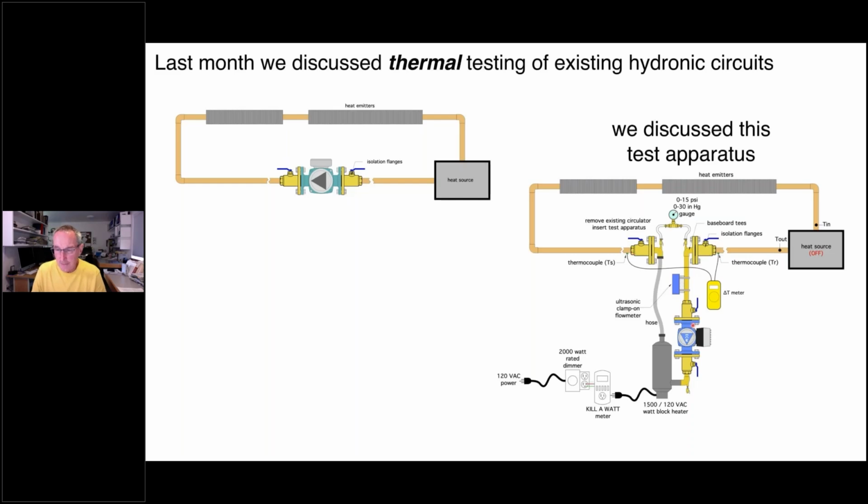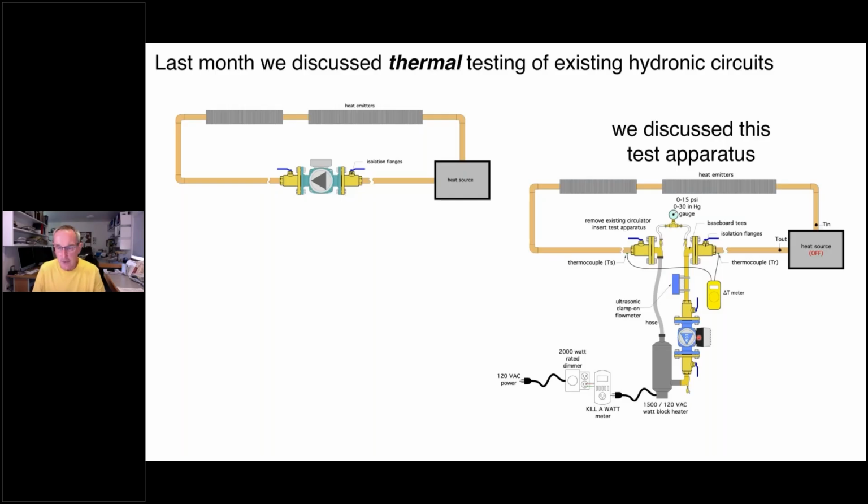The rest of this apparatus, there is a variable speed pump down here. This would be one of the new ECM circulators. If you're thinking specific products, like a Grundfos Alpha circulator or a Taco 007E would be another one. Something where we can adjust the speed of the circulator.